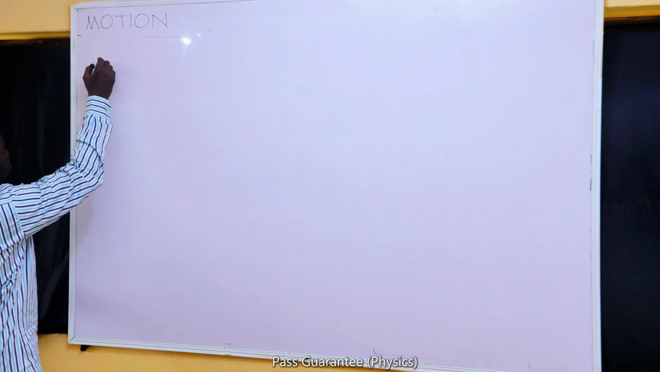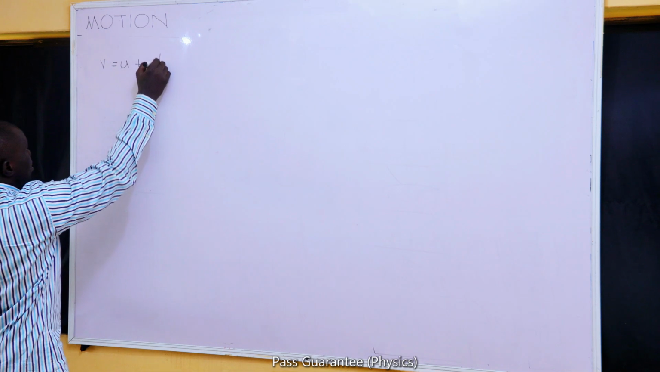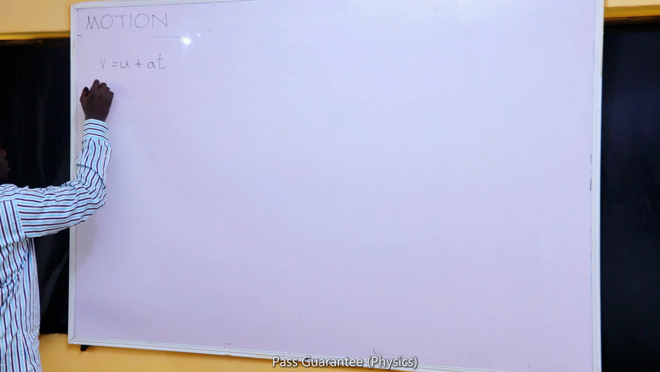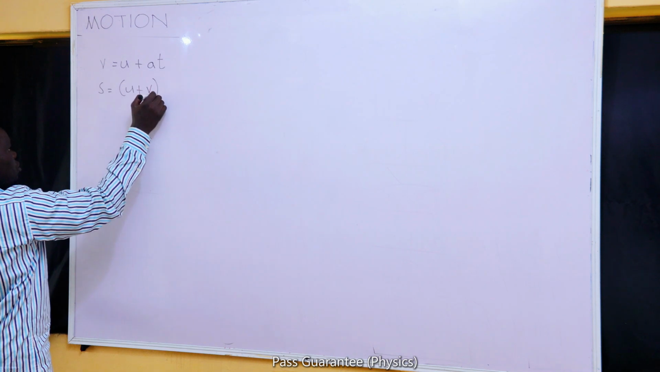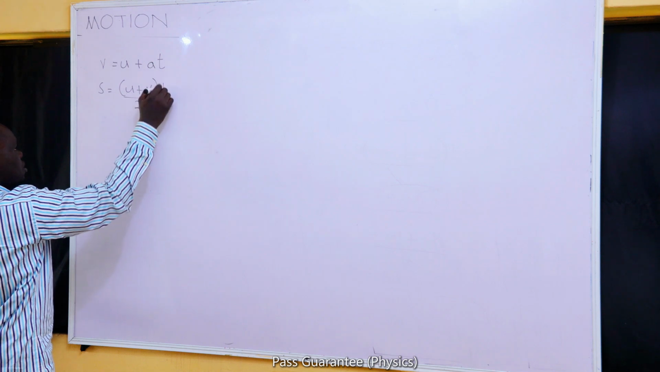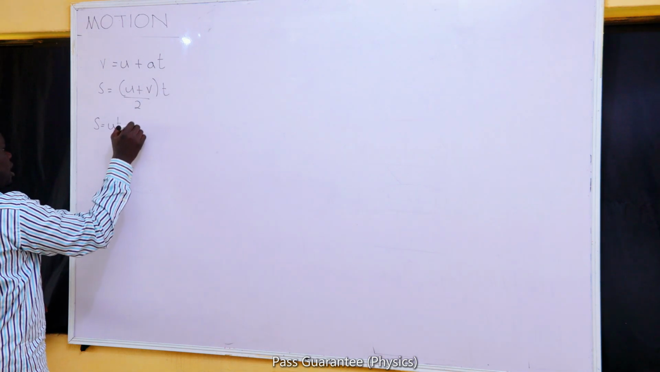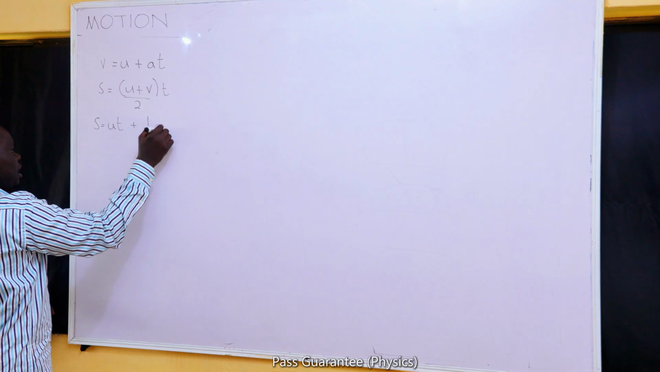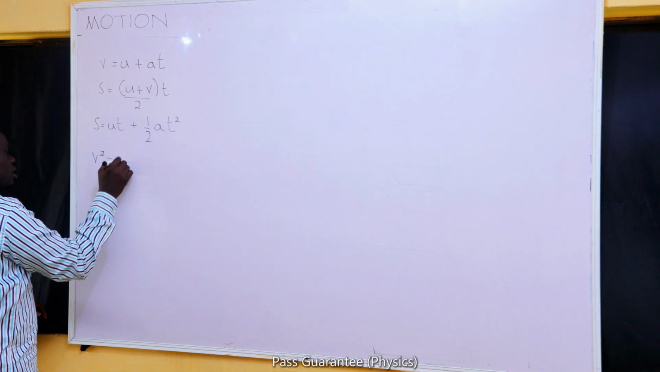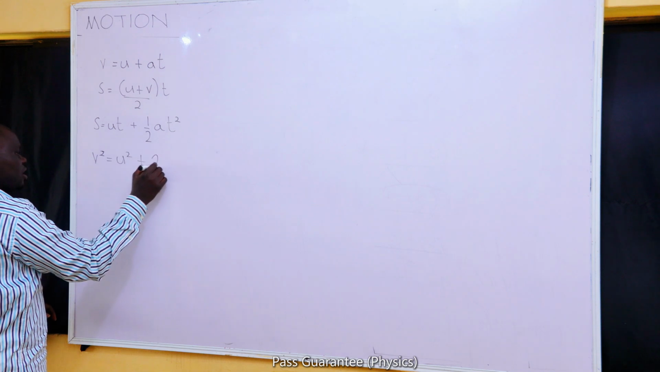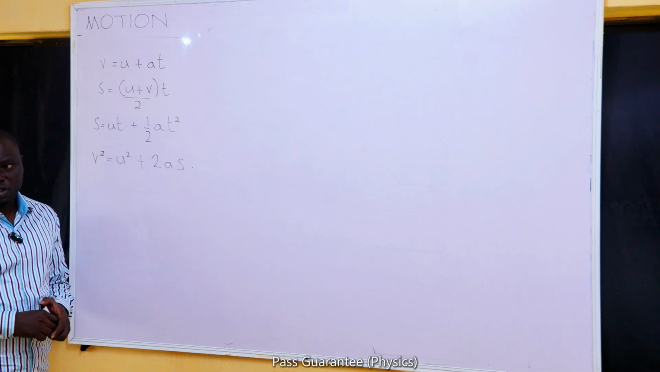For a quick recap, I wish to list out the equations that we have derived thus far. We have V is equal to U plus AT, S is equal to U plus V all over 2 multiplied by T, S is equal to UT plus half AT squared, and V squared is equal to U squared plus 2AS. It is very easy to use all of these equations.